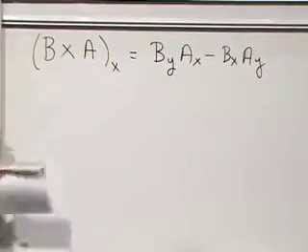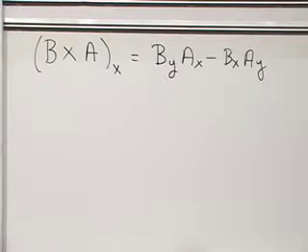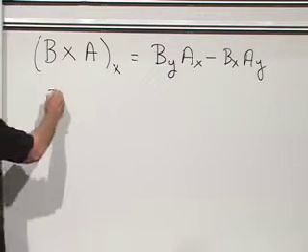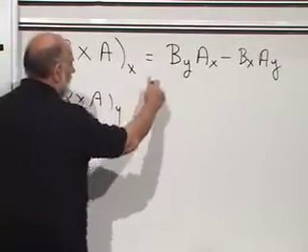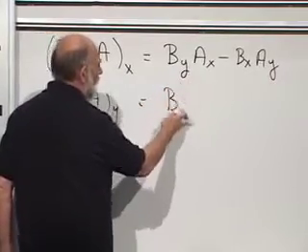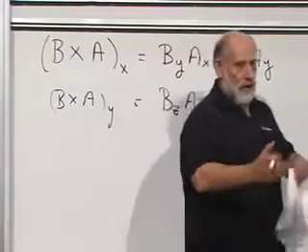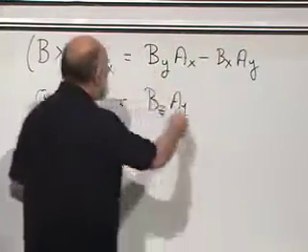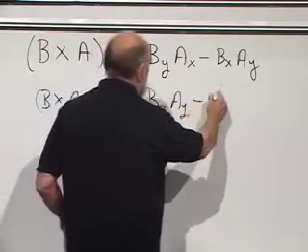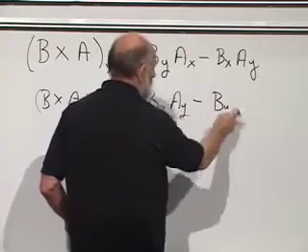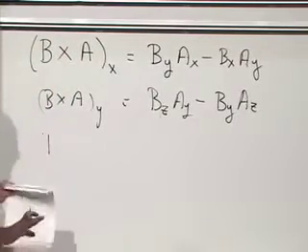And now if you want to find the other components, you just cycle through x, y, and z. So for example, B cross A, the y component: the route is x to y to z, z back to x. So bz times ax minus bx times az. And likewise for the last, I'm doing this once, I won't do it again.